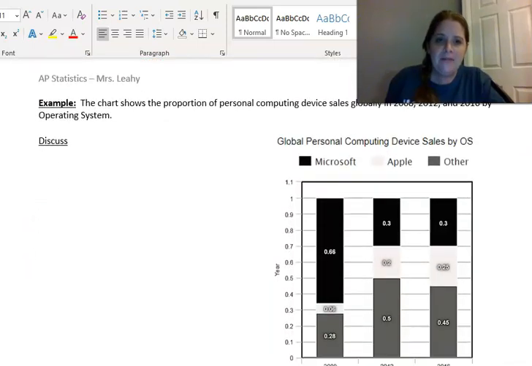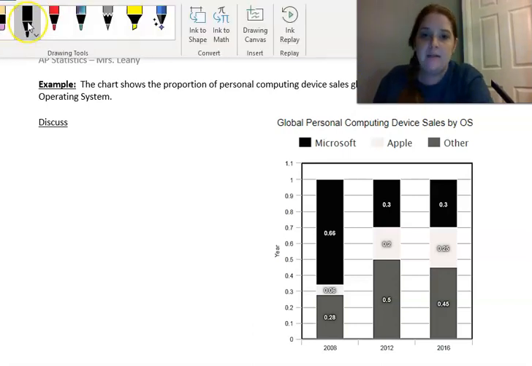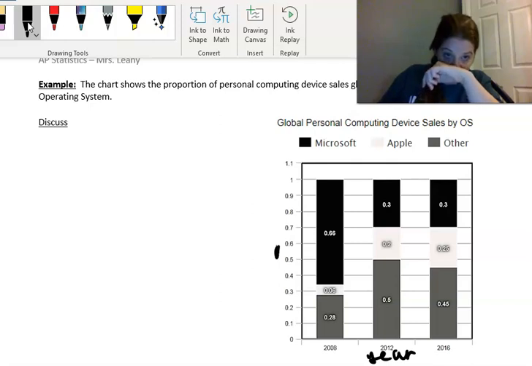All right, so I have this little picture and it says, the chart shows the proportion of personal computing devices sales globally in 2008, 2012, and 2016 by operating system. And I'm not sure why, but the word year floated up here on the relative frequency bar, and it really should go down here. So if you're taking notes along with me, you should put year down there instead.